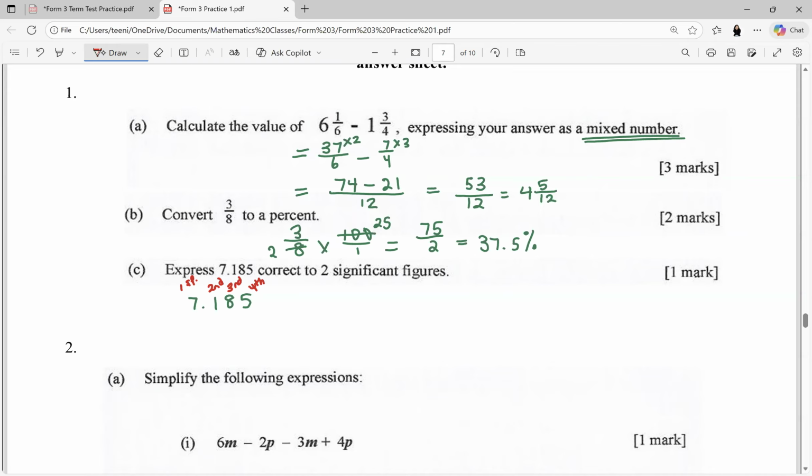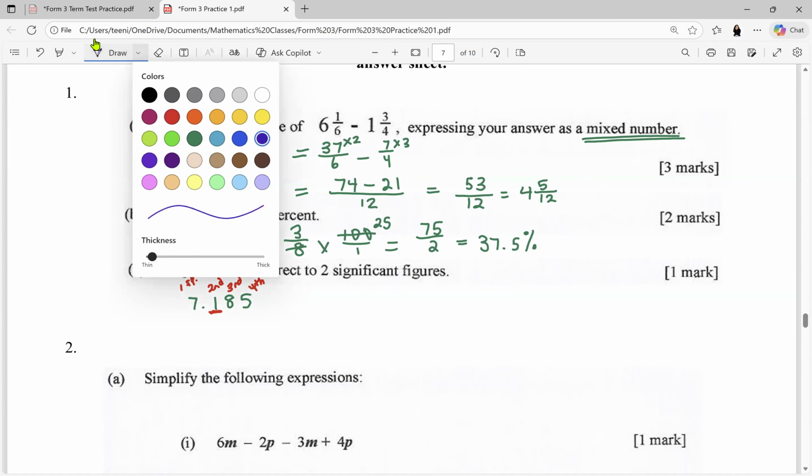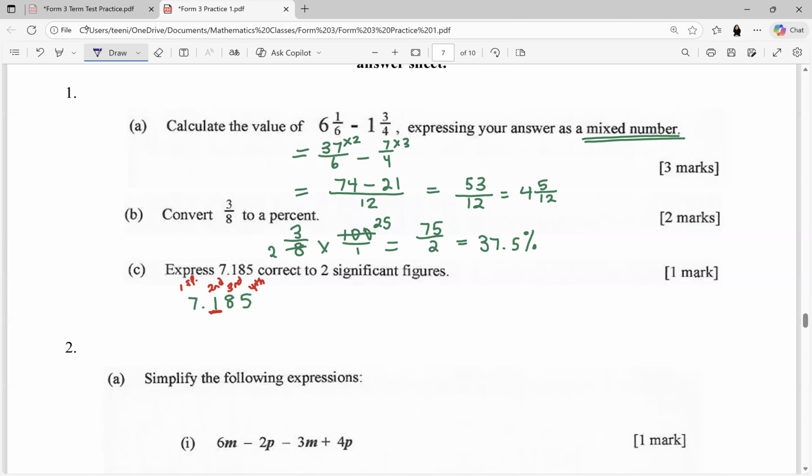So if I have to round off to the second significant figure, I am rounding off to this place value here, which is the same as rounding off to the nearest tenth. As customary, when rounding off to the nearest tenth, you look at the digit in the hundredth place. Because this is 5 or more, you add 1 to the tenth place. So this would give you 7.2 rounded off to 2 significant figures, right?